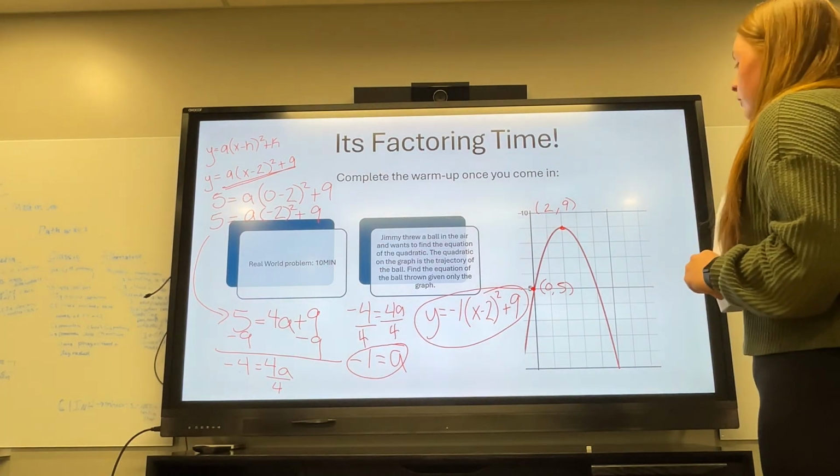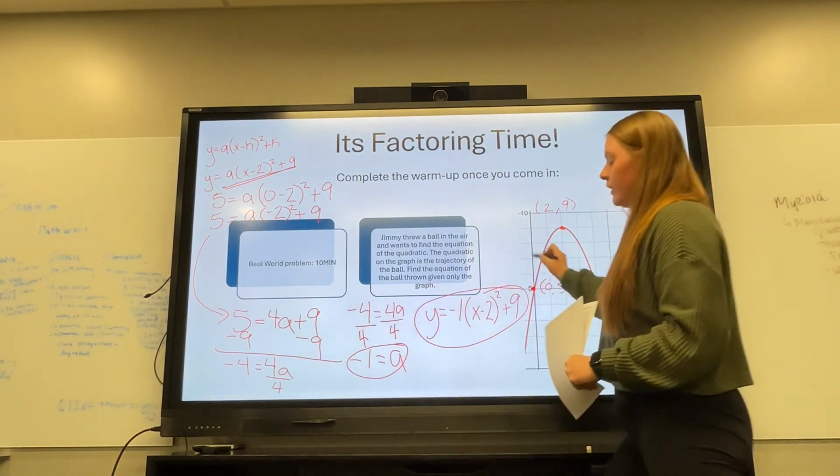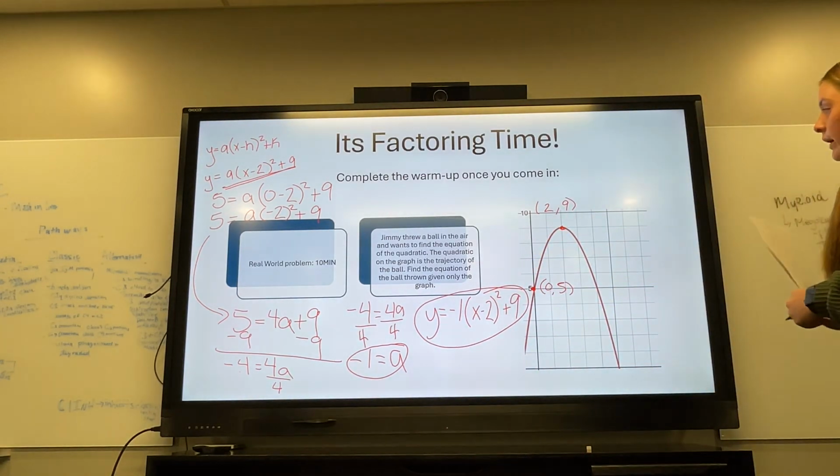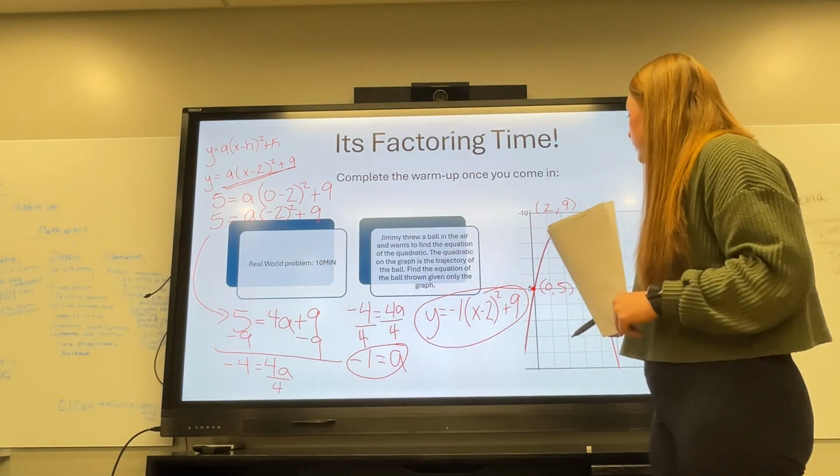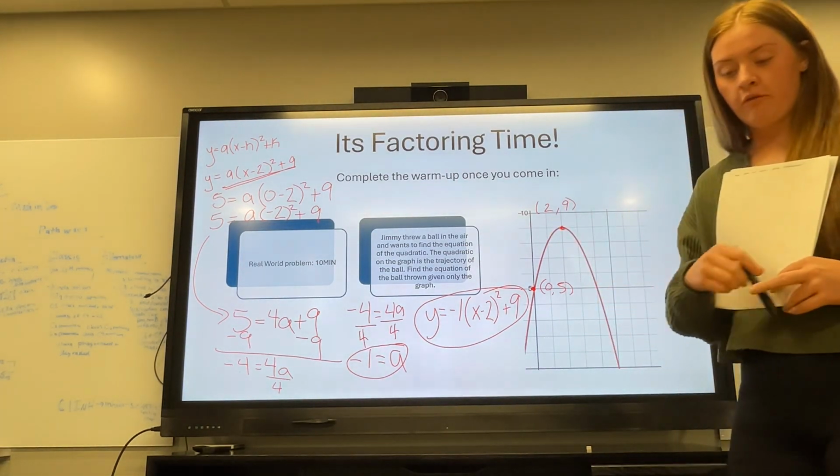Cool. And then we can multiply this out if we wanted to, but we can keep it as that if we want to as well. Which is what I wanted you to do, was just do the HK form.